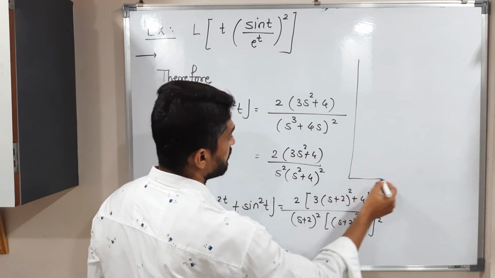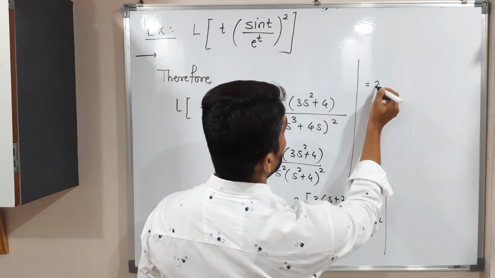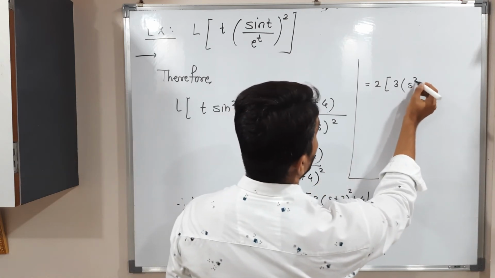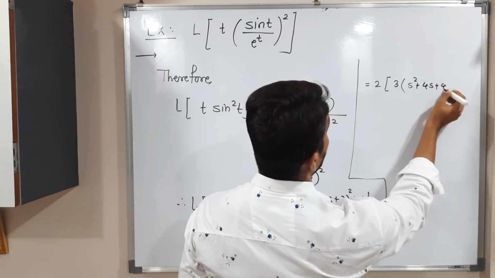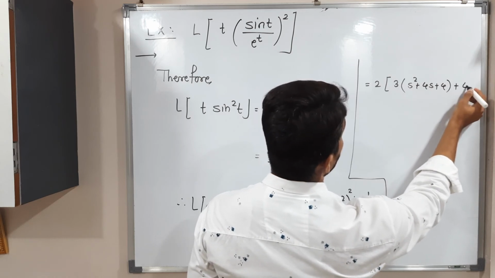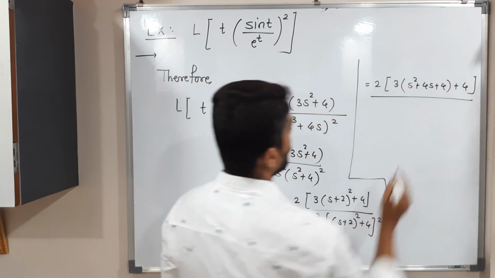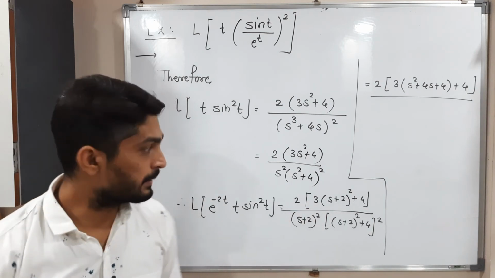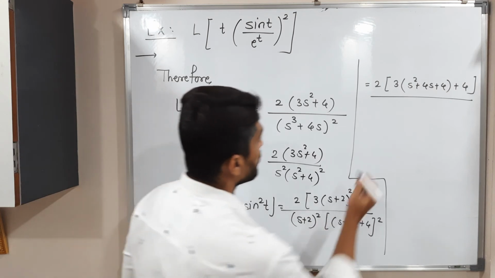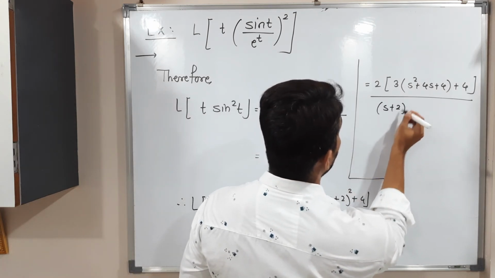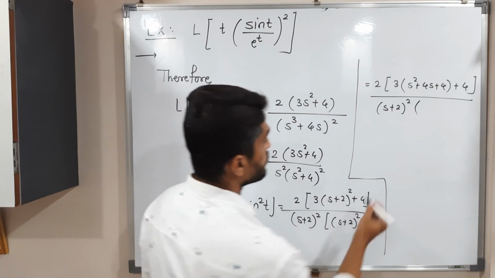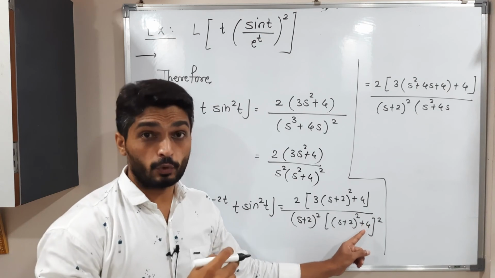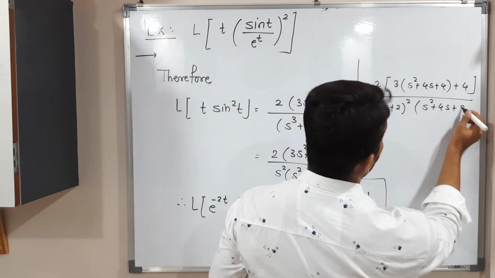Okay, we can further simplify. So let us do it. So this is equal to 2 into 3. I'm expanding the bracket. Okay, so s square plus 4s plus 4, plus 4. Am I right? What I have done, I have simply used the (a plus b) square formula, a square plus 2ab plus b square. That formula I use. Okay, here (s plus 2) square, right? So here also you can use the same formula, s square plus 4s plus 4 and plus this 4. That means 4 plus 4, 8, square, right?